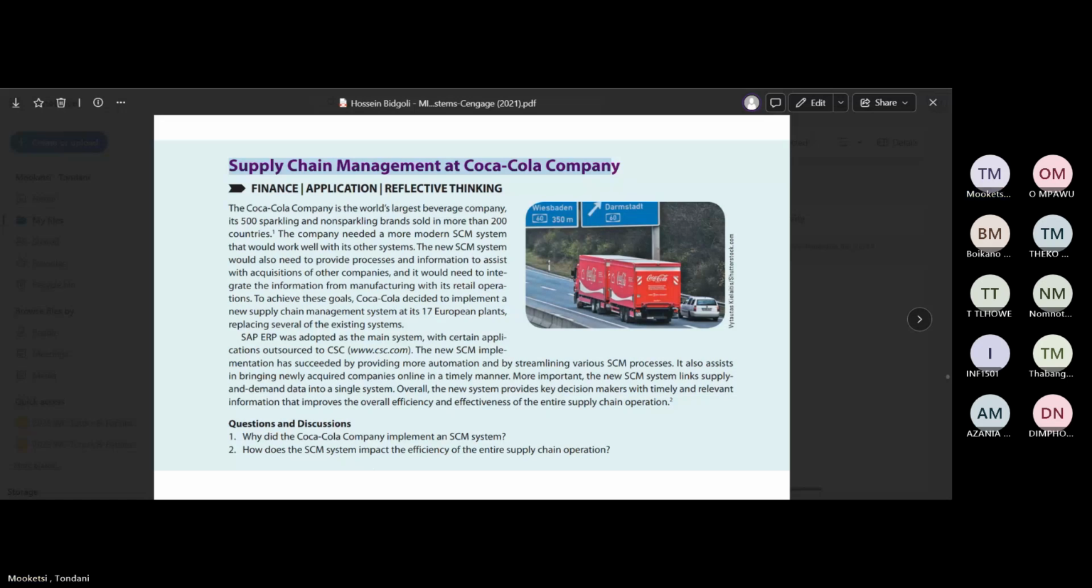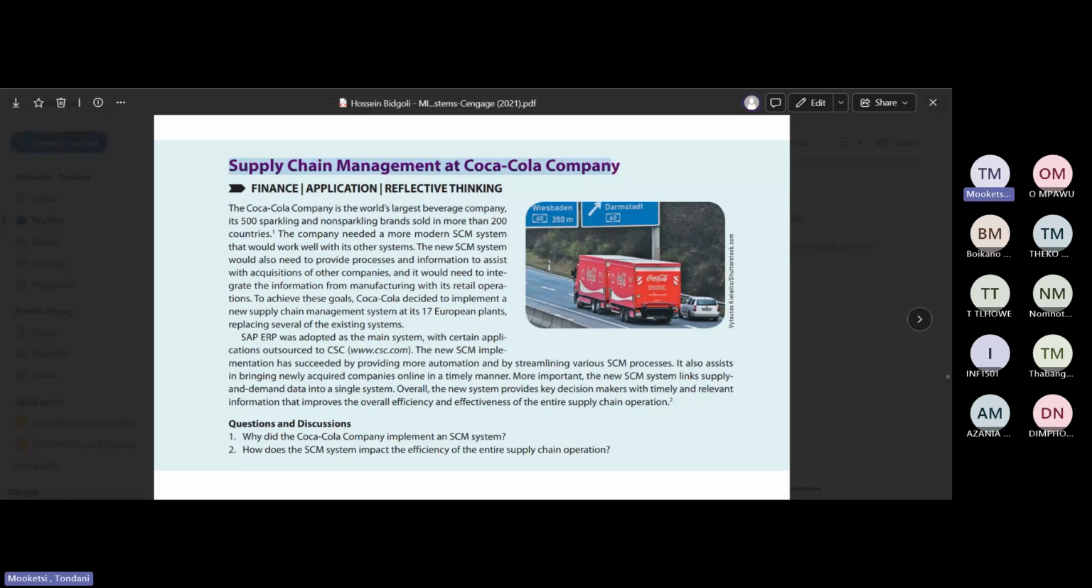So Coca-Cola had this challenge and they realized that they needed a new supply chain management system that will be easy to integrate with their other systems.